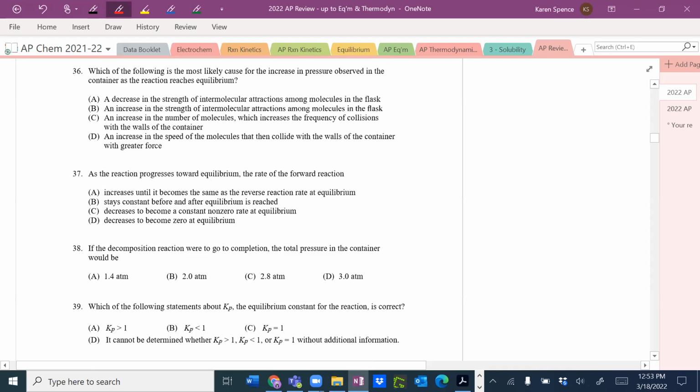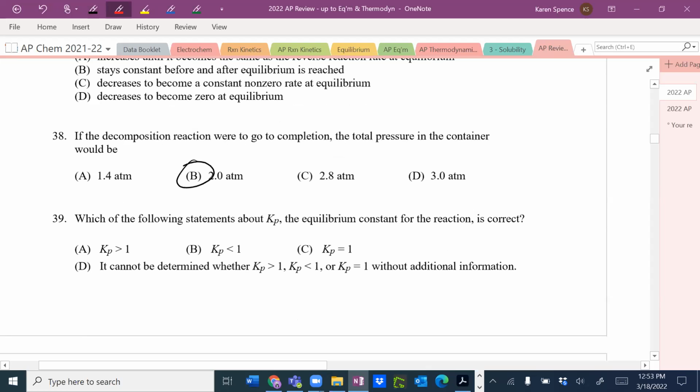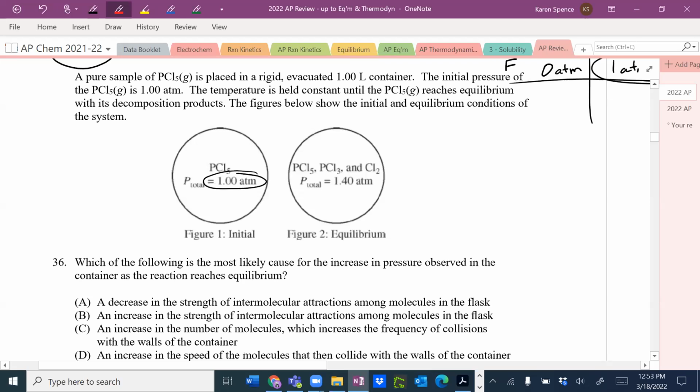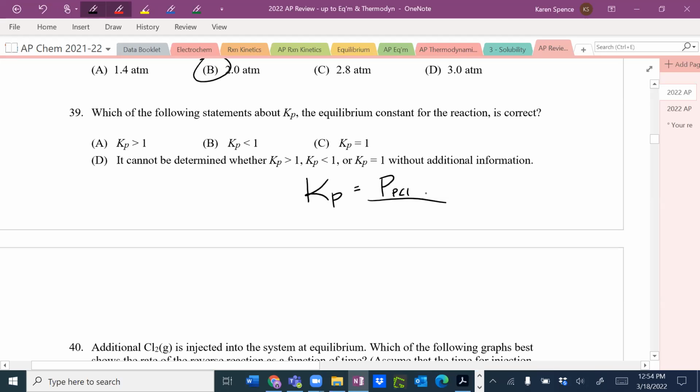38 should be B. 39, which of the following statements about Kp, the equilibrium constant for the reaction, is correct? Okay, so we know that Kp, basically you just write a Keq expression, but instead of writing concentrations, you write pressures. So we have the pressure of the products, PCl3 and Cl2, over the pressure of PCl5.